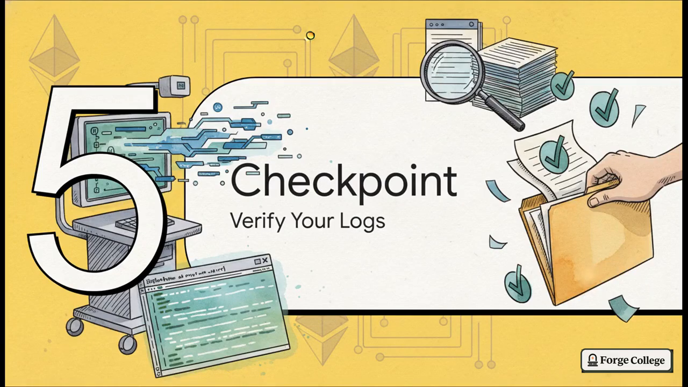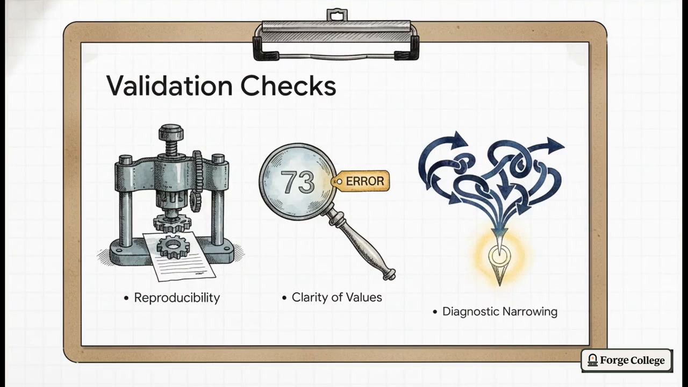Almost there. Section 5, checkpoint. Before you can slam the case folder shut and declare your debugging artifact valid, your evidence has to pass a strict review. First up is reproducibility. The transaction must fail consistently, no randomness allowed. Second is clarity of values. Please label your numbers. Print product equals 6, not just a naked, confusing 6 floating in the terminal. And third, diagnostic narrowing. Your logs have to create a logical chain that points directly to the root cause in a single, undeniable step. If your artifact fails any of these 3 checks, well, you're going right back to the drawing board.